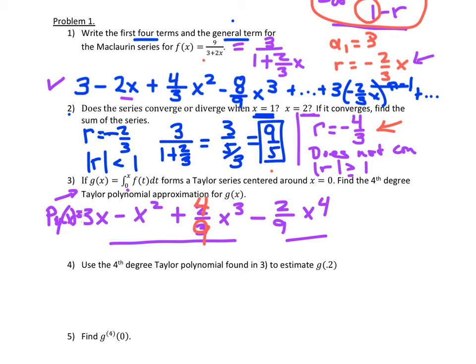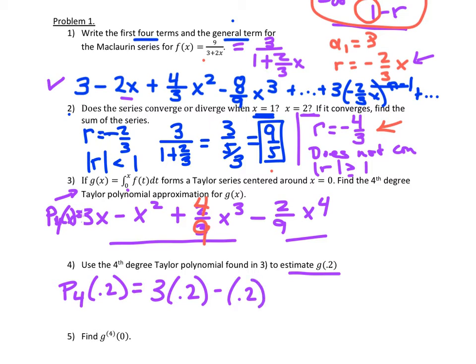Now what we do with these Taylor polynomials is we estimate the original function at a certain value. Well, this is in and around 0, so 0.2 works for us. So P4 of 0.2 is equal to, and a lot of you will struggle with this, but just leave it. Plug it in and leave it. So 2/3 4/9.